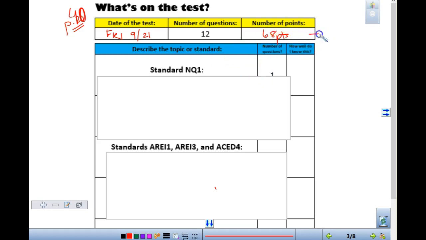68 points. When I put your grade in, it will be out of 100%, not out of 68 points. So I'll put it in as 100, like is the highest you can get on the test.